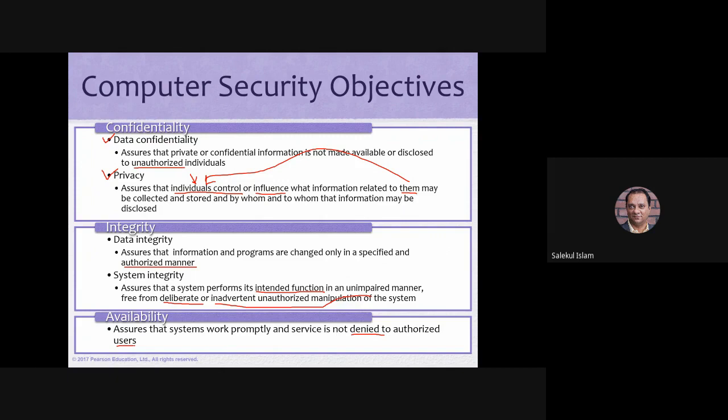Okay, so the system should be available. That's why this is called availability. The system should be available whenever you send a request. Why? Because you are an authorized user. You have already paid for that video stream.